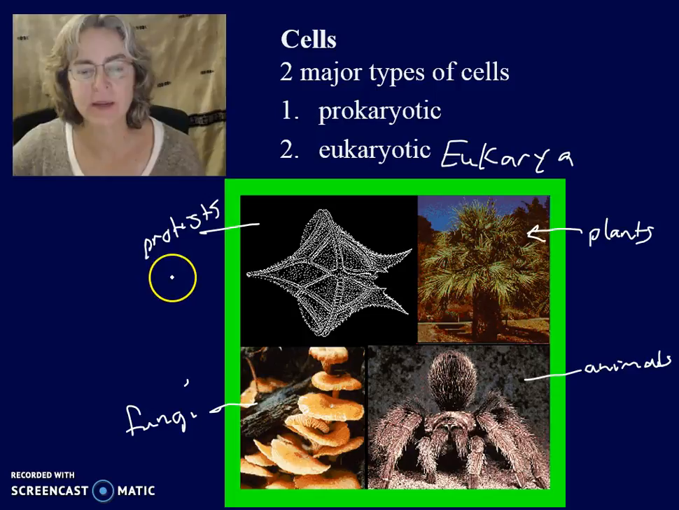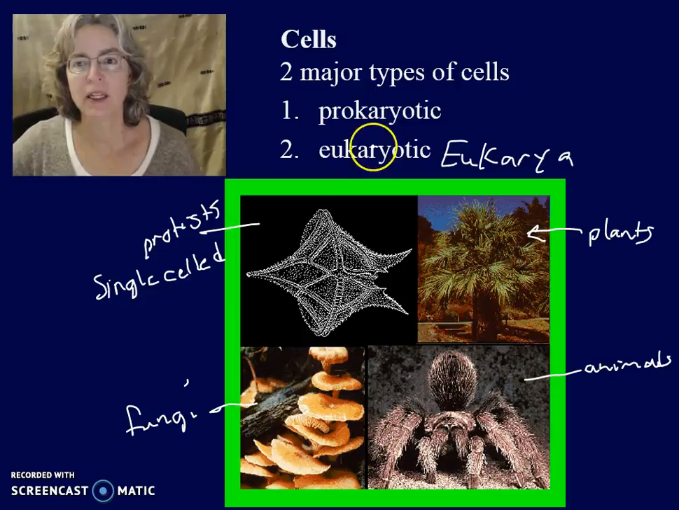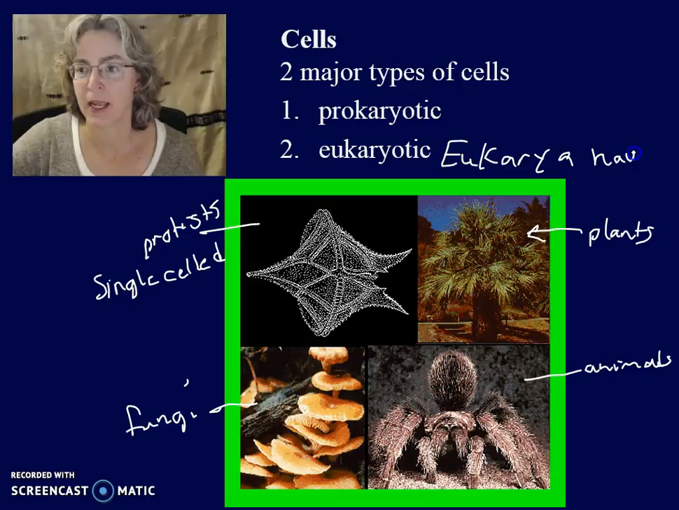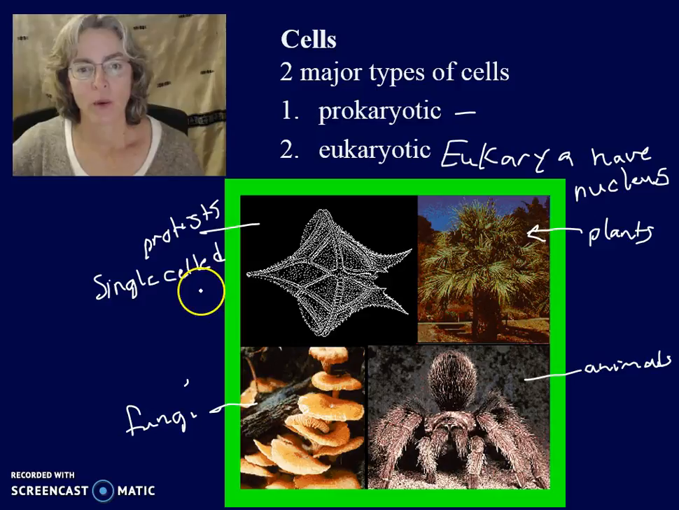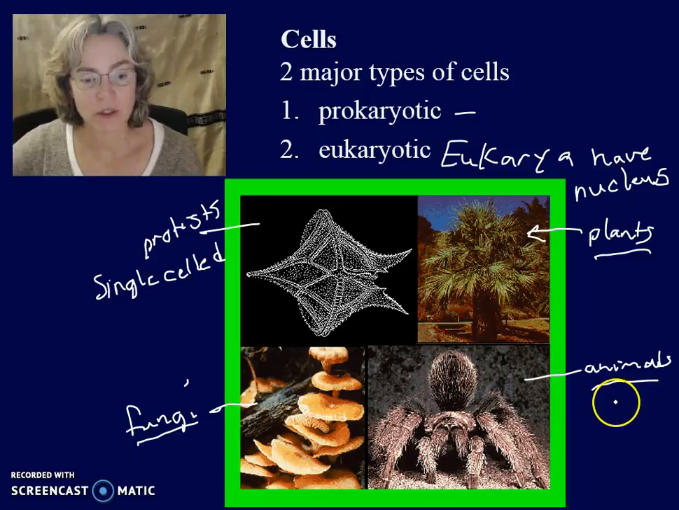So protists are single-celled organisms. But unlike prokaryotes, they have a nucleus. So eukaryotic cells all have a nucleus in the cell, whereas the prokaryotic cells do not have a membrane-bound nucleus. So there are single-celled protists that behave a lot like fungi, like slime molds and yeast. There are single-celled plants, and those are called algae. And there are also single-celled animals, like amoebas, that are called protists.